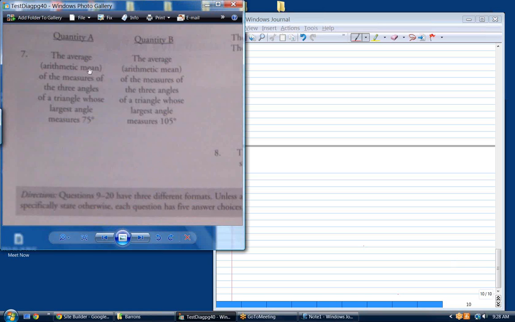The average angle of a triangle is 60 degrees, no matter what kind of triangle it is, because they have to all add to 180. Exactly. And there's always only 3 of them.